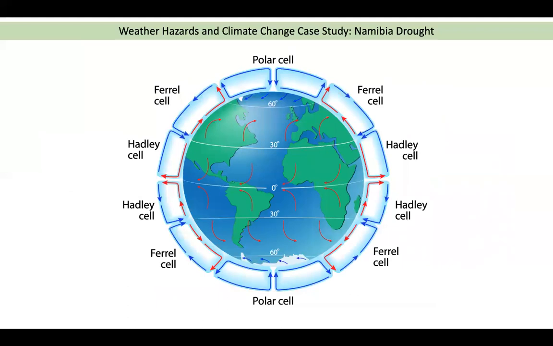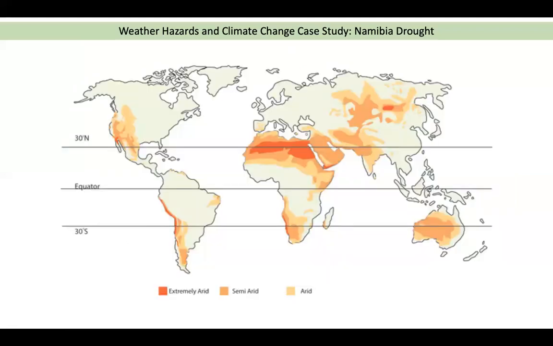Now we know, using the global atmospheric model, that 30 degrees north and south of the equator, we get this area of really high pressure where the air is sinking down between the Hadley and the Ferrel cell. If you need to revisit that concept, then go onto our YouTube video, which looks in depth at the global atmospheric circulation.